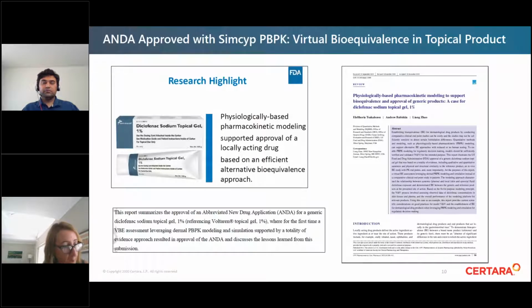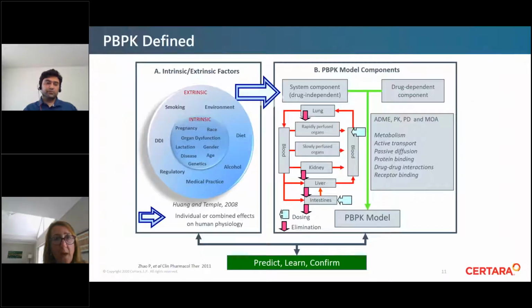And we see many others coming down the pike. So with that, I'm going to turn it back to Nikunj, who's going to, at a high level, describe PBPK. And from there, we can move into some case studies. So thank you, Nikunj. Yeah, thank you, Ellen. So PBPK has become such a mainstream term.